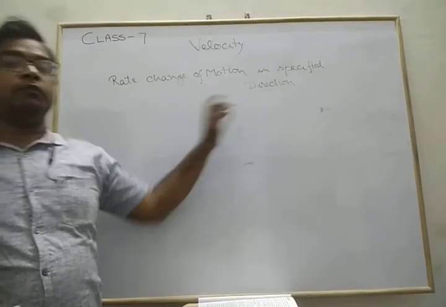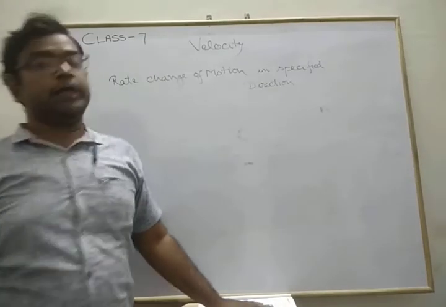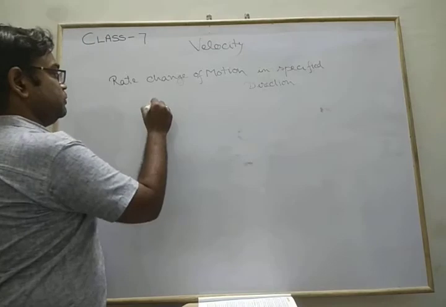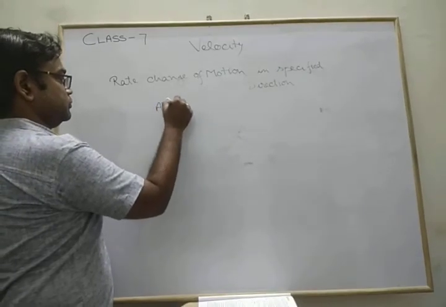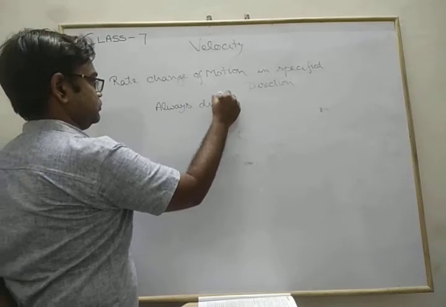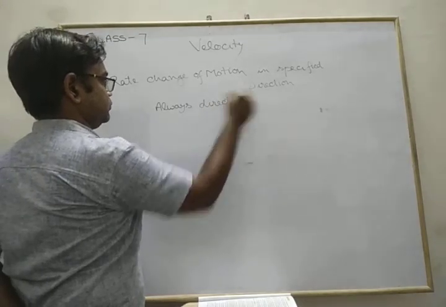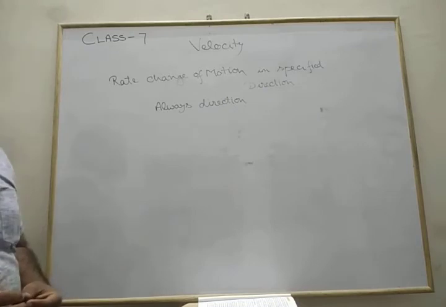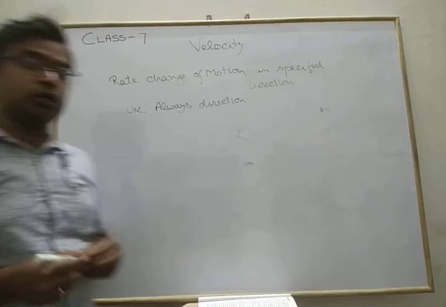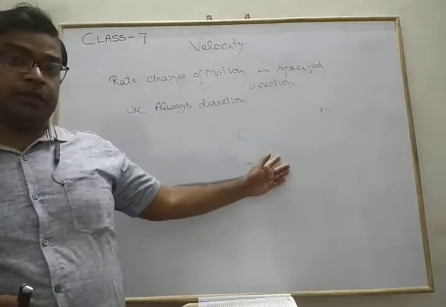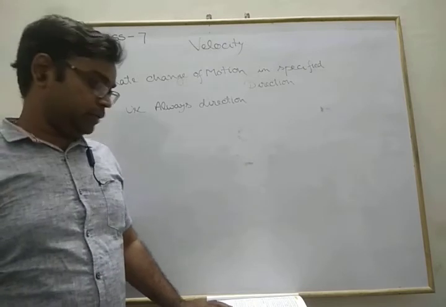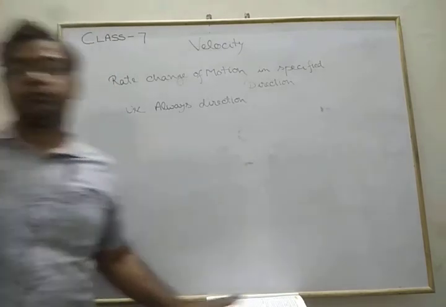It means that in velocity we always mention the direction. Otherwise it is wrong. Always direction in case of velocity. North to south, from point A to point B, that is also direction. Now there are different types of velocity we will discuss today.